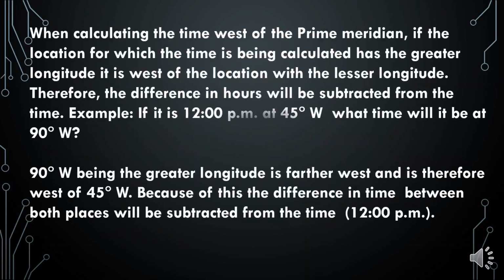When calculating the time west of the prime meridian, if the location for which the time is being calculated has the greater longitude, it is west of the location with the lesser longitude. Therefore, the difference in hours will be subtracted from the time. Example, if it is 12 p.m. at 45 degrees west, what time will it be at 90 degrees west? 90 degrees west, being the greater longitude, is farther west and is therefore west of 45 degrees west. Because of this, the difference in time between both places will be subtracted from the time, in this case 12 p.m.